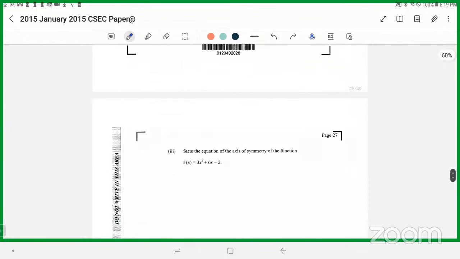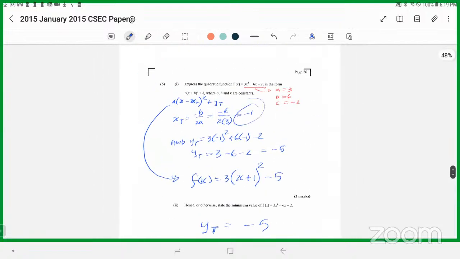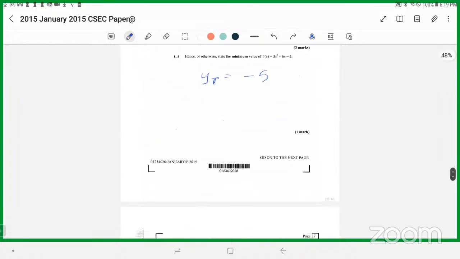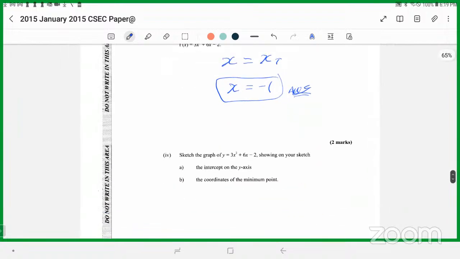What else? State the equation of the axis of symmetry. It is x equals whatever the x_t value is. The x_t value is what? Negative 1. So it's x equals negative 1. This is the equation of the axis of symmetry. That's the answer. Axis of symmetry: x equals negative 1. Easy stuff.